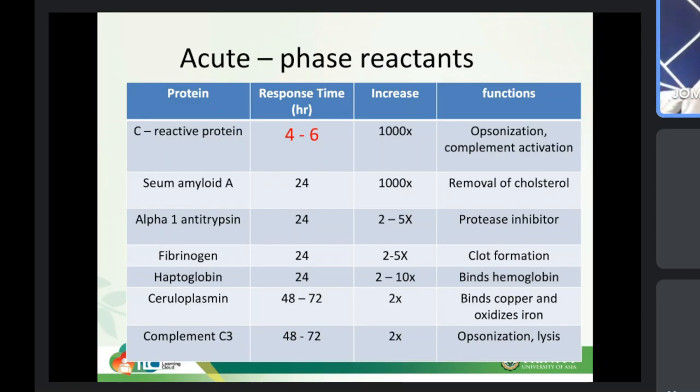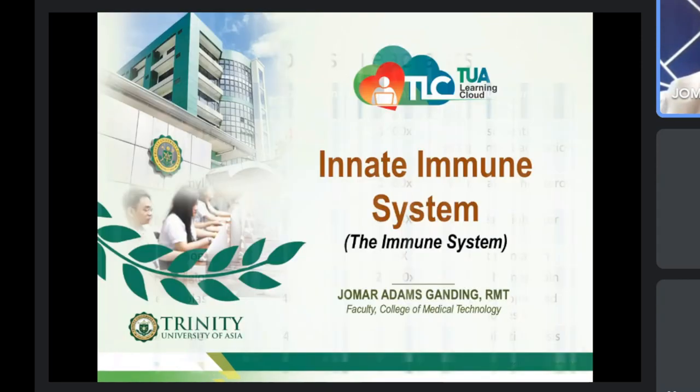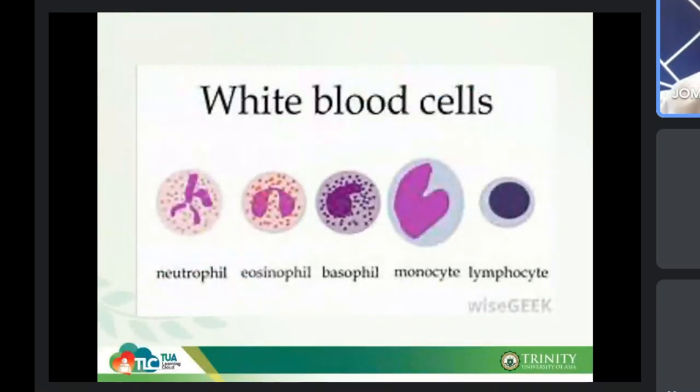And just like the discovery during the early stage of immunology, our immune system is not just composed of your humoral or soluble compounds. They are also composed of different cellular components. In this case, we will now be talking about the second part of our discussion about the innate immune system, which will focus on your white blood cells. Some of these will be reviewed since you just finished your Hematology 1. But let's get started with your white blood cells.